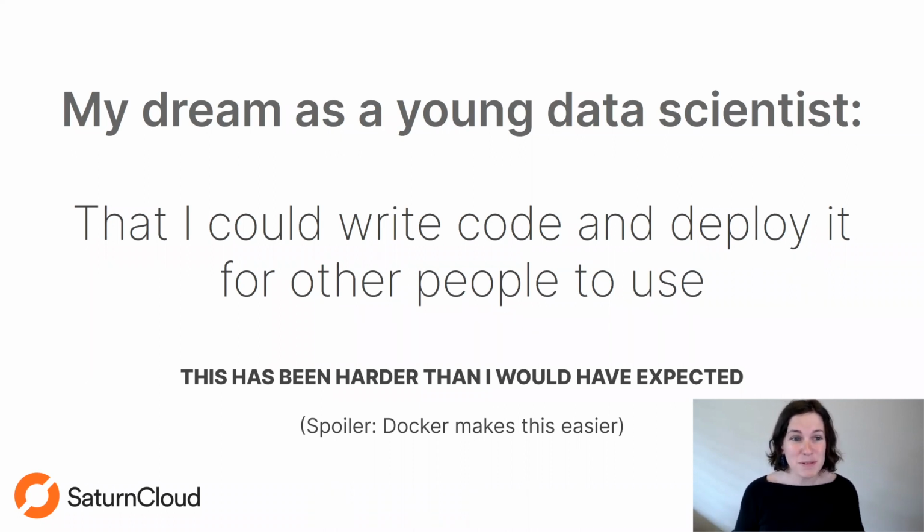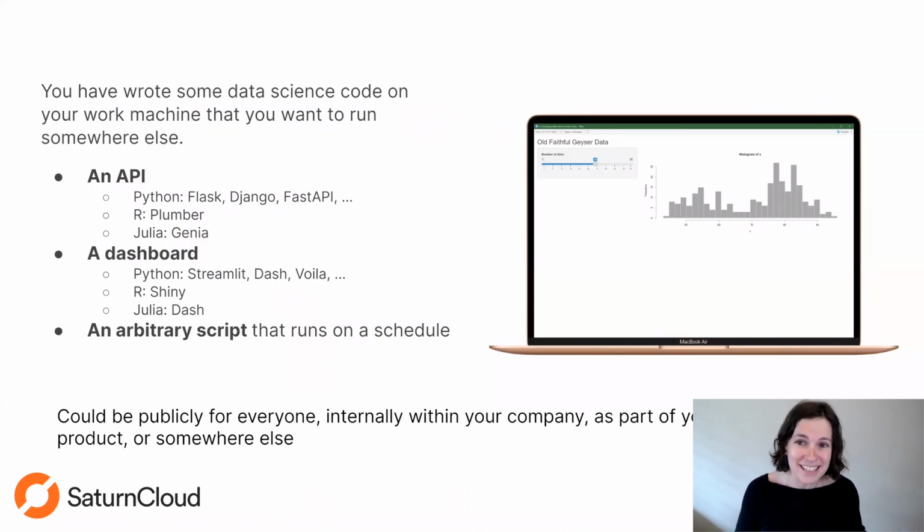So specifically, consider that you're a data scientist and you've written something. Maybe it's an API, where you trained a machine learning model and you want other people to be able to make predictions with that model. Maybe you're making a dashboard with Dash or Shiny, and it's beautiful, and you just want it to live on the internet so anyone can use it. Or maybe you even have an arbitrary script that runs on a schedule, say once a week, but you don't want to have to manually hit run yourself on your laptop.